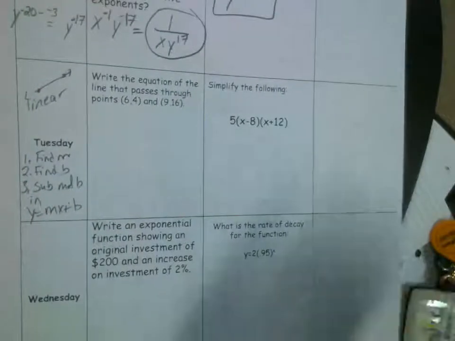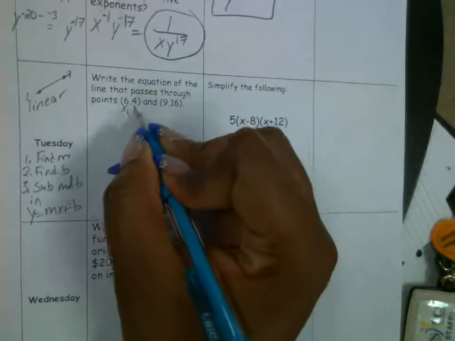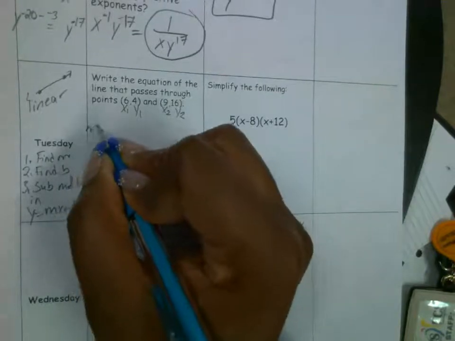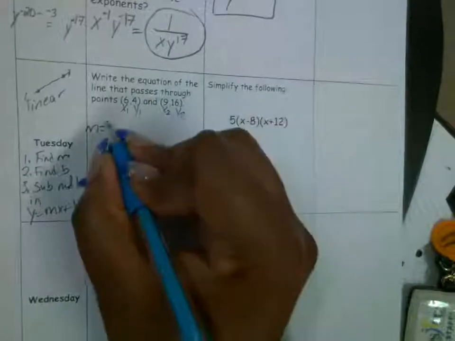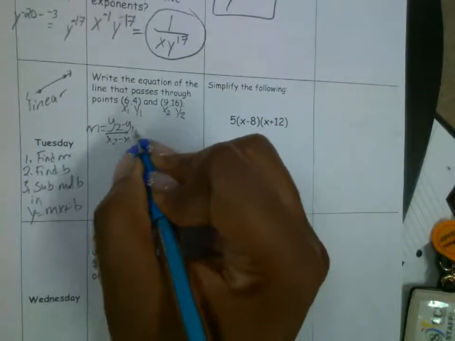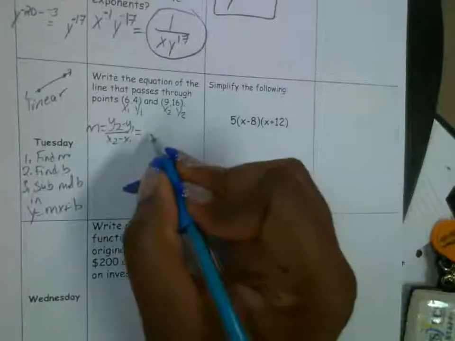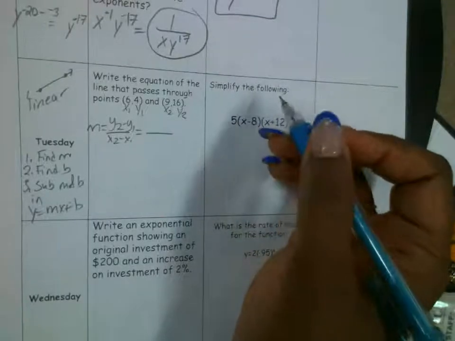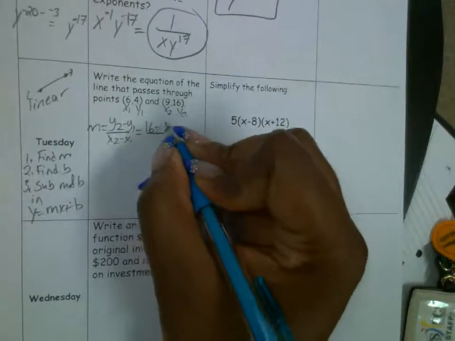So let's find the slope first. Label your points x1, y1, x2, y2. How do you find the slope? What's the formula for finding slope? Yes, y2 minus y1 over x2 minus x1. Very good. So what numbers are we gonna put on the top? Donnie, what minus what? 4 minus 16. No, 16 minus 4. 16 minus 4, very good.